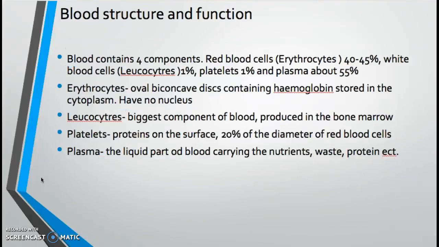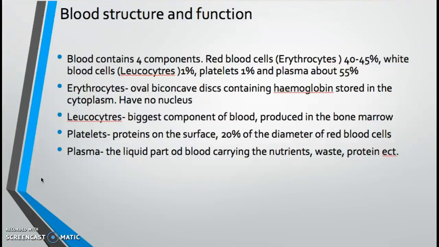Blood structure and function. Blood contains 4 components. Red blood cells are 40 to 45% of blood. White blood cells are about 1% of blood. Platelets and plasma, well, platelets are about 1% and plasma is about 55%, but this can vary.